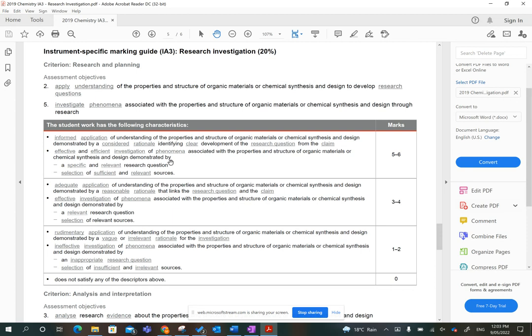If you get 2 dots, let's say you get a specific and relevant question and you've got plenty of sources, but I don't see clear development of your research question, I only see that it's sort of linked to your claim, then you would get a 5 instead of a 6.